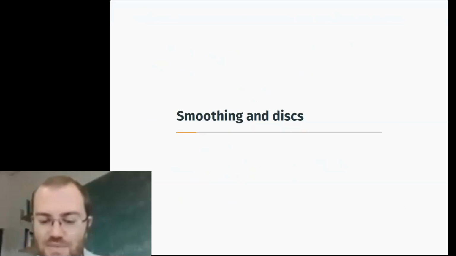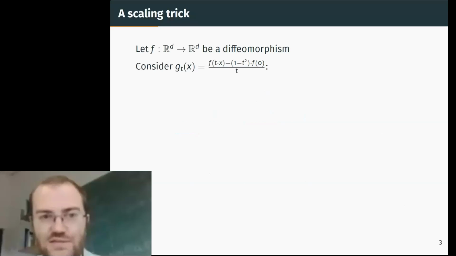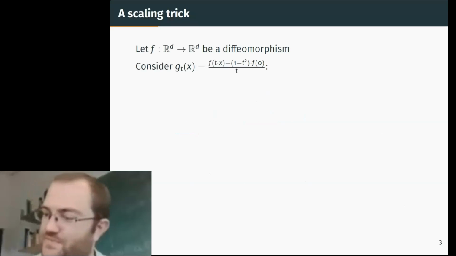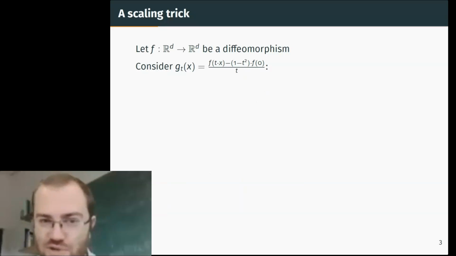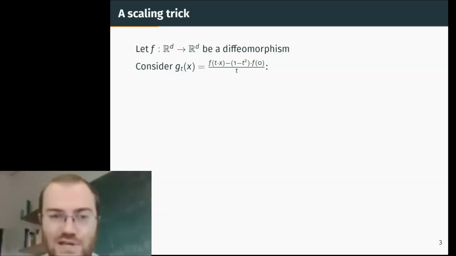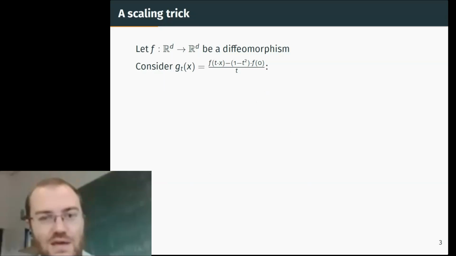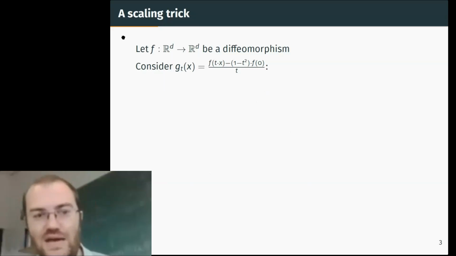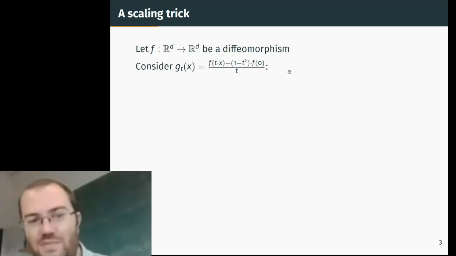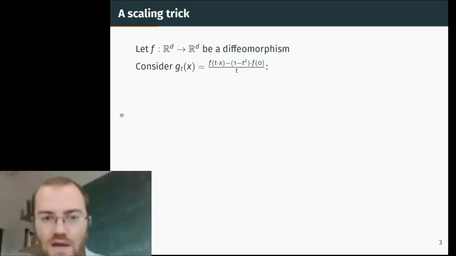And I want to start by talking about two tricks to do with scaling. And in fact, they're not so different from some tricks that were mentioned by Professor Colding earlier today. It was my morning. So let's start with the following. Suppose we have a diffeomorphism of Euclidean space, f, and I want to write down the following function: f of tx minus 1 minus t squared times f of 0, all over t. And I want to vary t between 0 and 1.